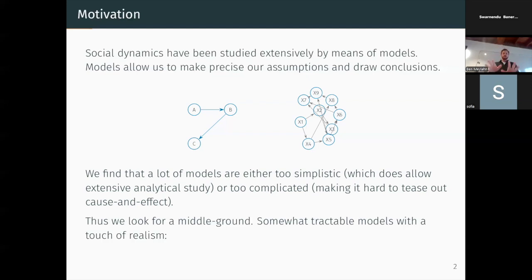And so in this talk, or the projects that I did, we're trying to look for a middle ground. We're trying to look for somewhat tractable models with a touch of realism. And the touch of realism that we will use is agent learning, having each person that we model use some kind of learning rule from their experience. So we're not just mimicking or copying, but we learn from what we've experienced in the past. And we'll find that the models don't become too intractable.